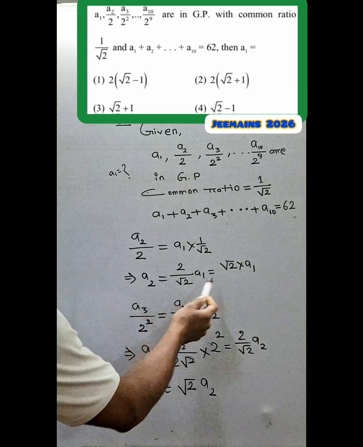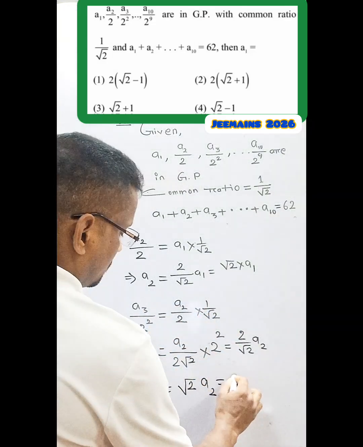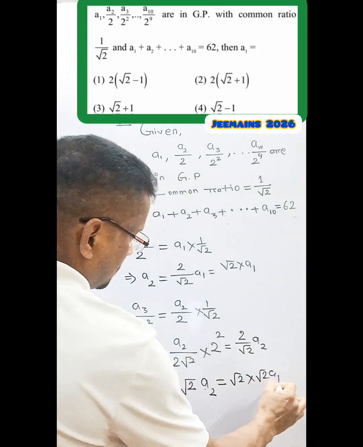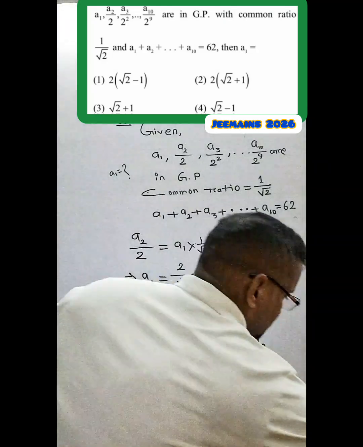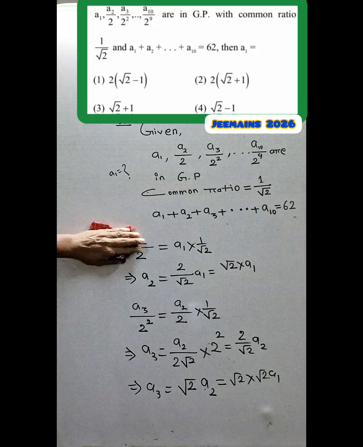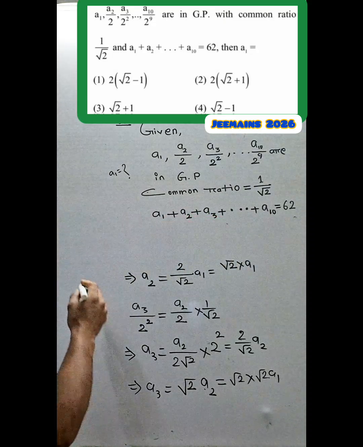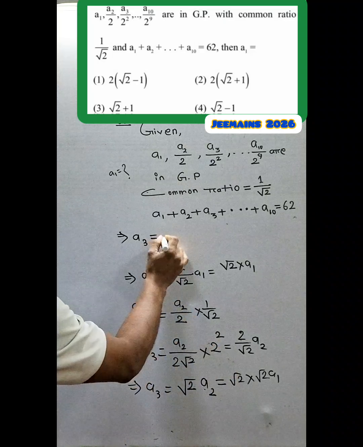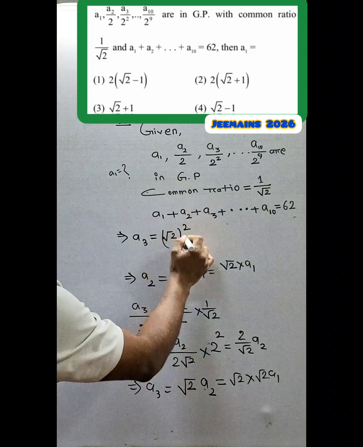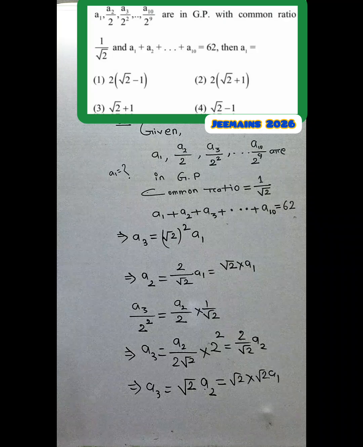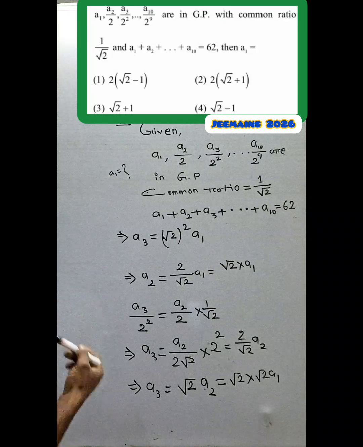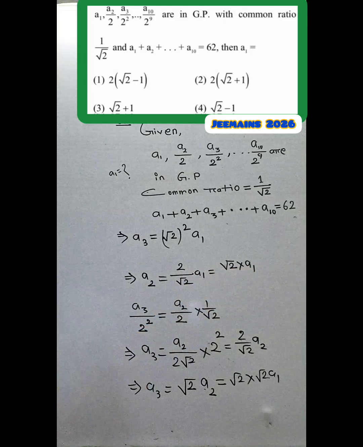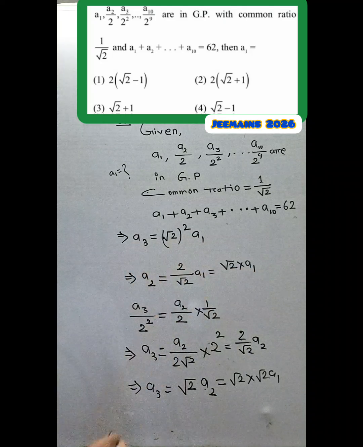Now A2 is how much? Root 2 into A1. Let us put the value of A2, root 2 into A1. Then the value of A3 we obtained is root 2 whole square A1. Keep it this way only. So A2 is root 2 times A1, and A3 is root 2 whole square A1.